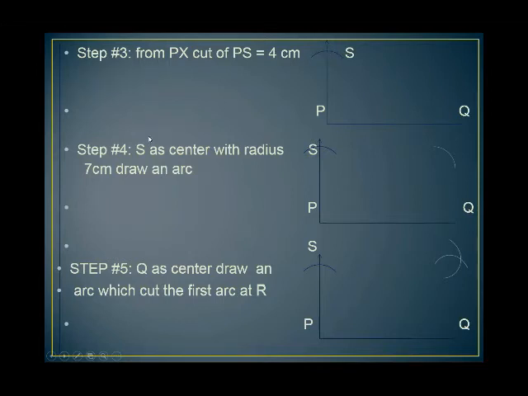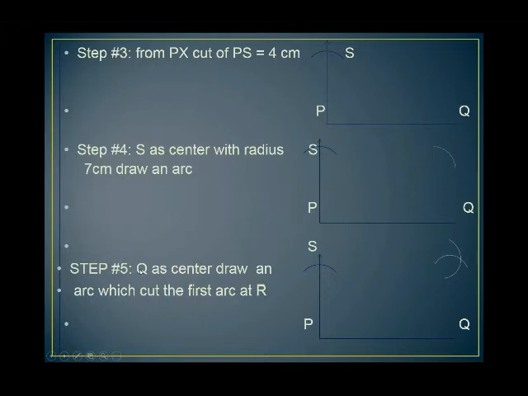Now, step number 4, what do we have to do? Taking S as a center with a radius of 7 centimeters, draw an arc. The arc cuts PX at a point, and we name that point S. Now we place the compass on that point S, taking S as a center with a radius of 7 centimeters, and draw another arc.